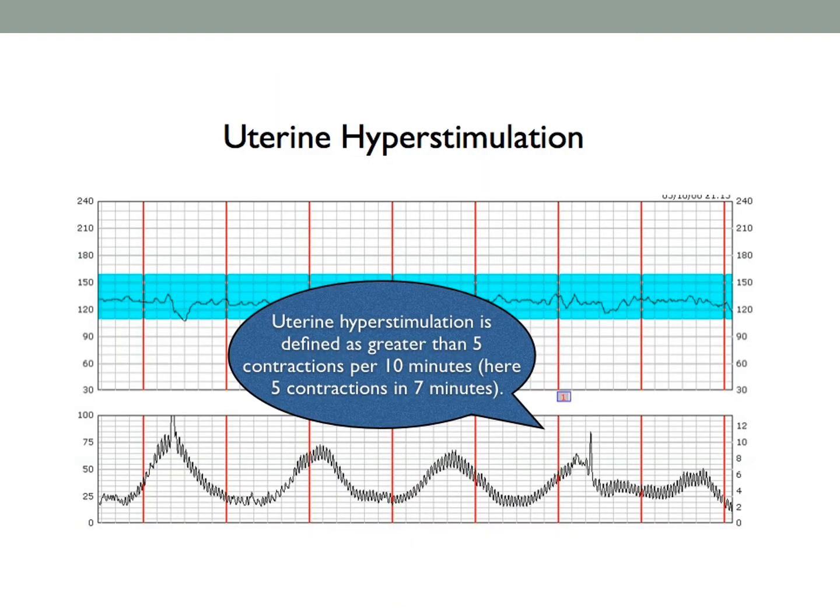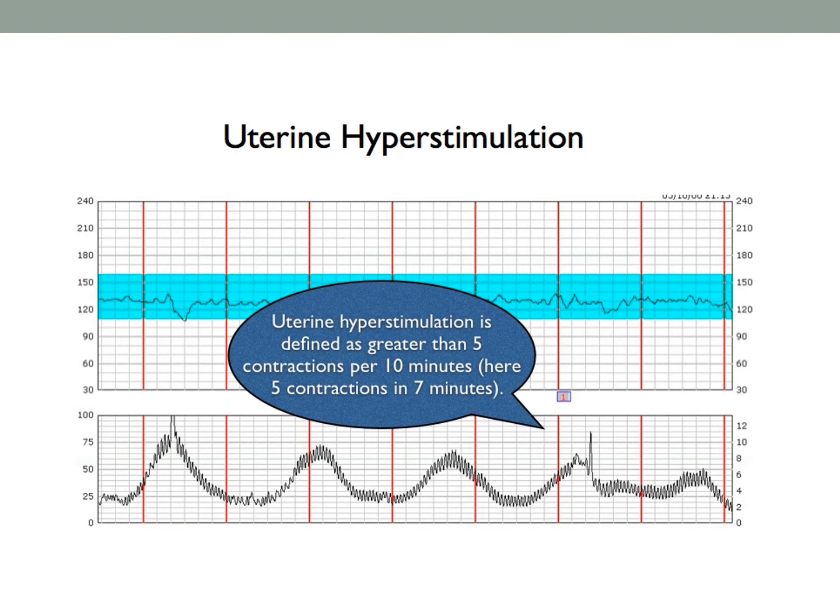And here I have a picture of what uterine hyperstimulation looks like. What is uterine hyperstimulation? Another vocabulary word that's important to know in order to understand fetal monitoring and the interventions that you must do. It means that you have 5 or more contractions in a 10-minute period. In this particular picture, we have 5 contractions in 7 minutes.